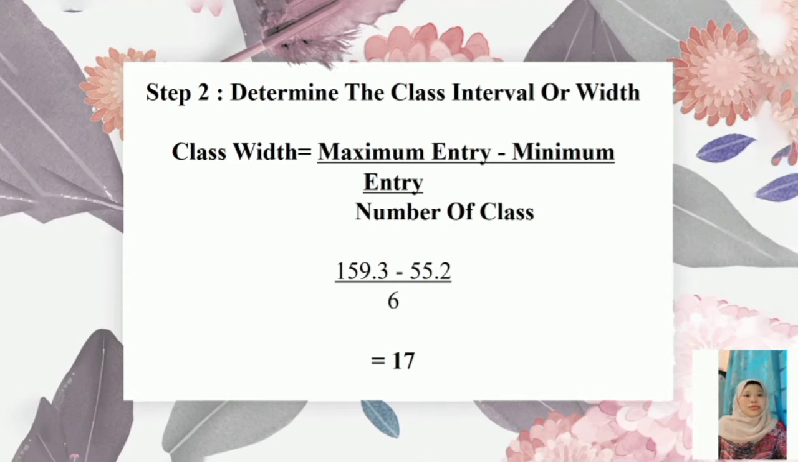Step 2 is to determine the class interval or width. Class width is the maximum entry minus the minimum entry, divided by the number of classes. 159.3 was the maximum entry, minus 55.2, which is the minimum entry, divided by the number of classes, which is 6, so we get 17.